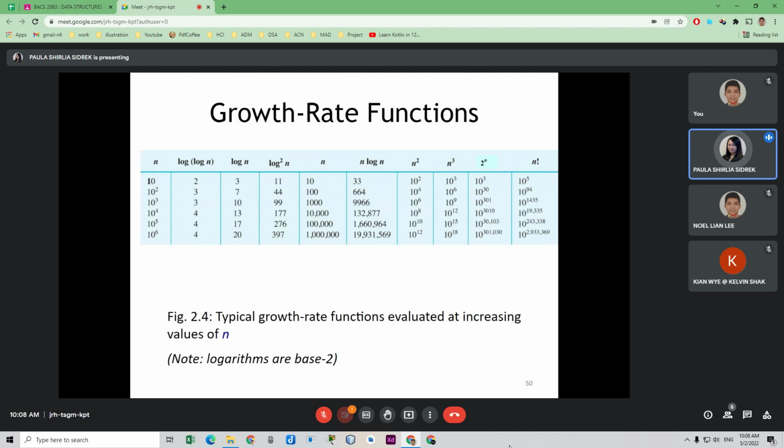This is your growth rate function, as in n log n, n log n squared, and so forth here. So those are the typical growth rate functions evaluated as increasing values of n. Right? So your base logarithms are base 2. This was just to show you how it increases according to what the n value is.